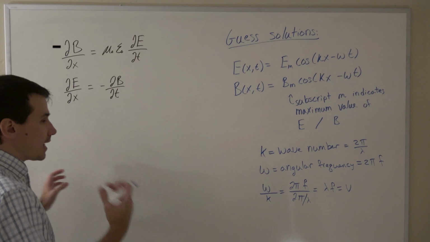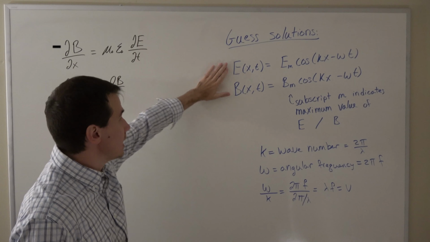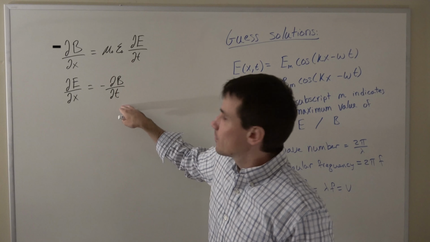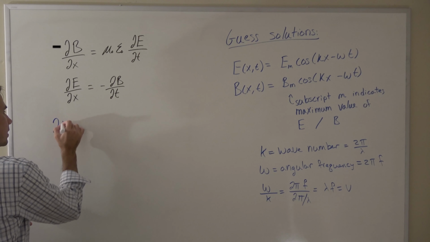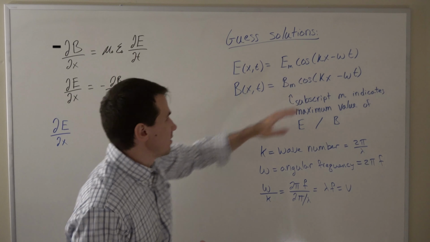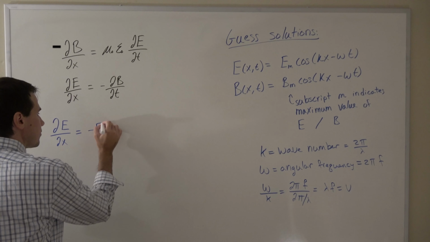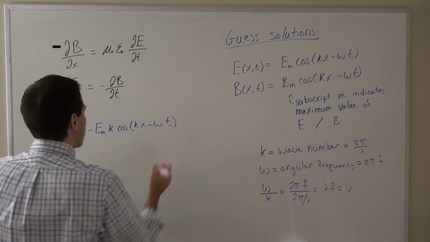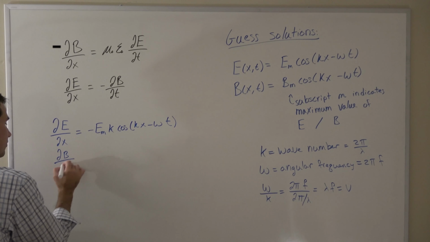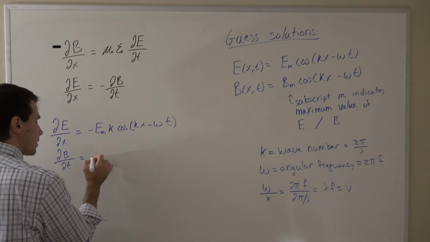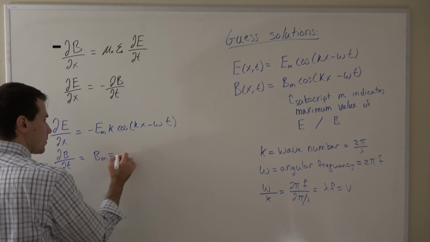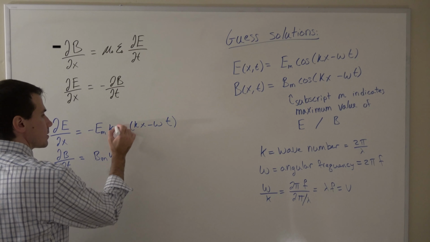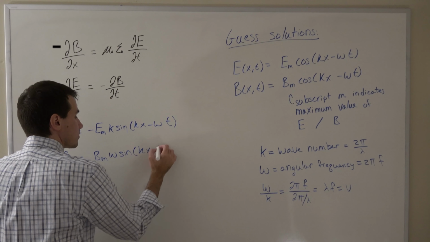Okay, so let's actually plug these expressions for the electric and magnetic fields into our differential equations and see what we can find out. We're going to begin with this equation here. So the partial derivative of E with respect to x, taking a derivative of this, I'm going to get negative Em times k multiplied by the cosine of kx minus omega t. And if I take the partial derivative of the magnetic field with respect to t, I am going to get Bm multiplied by omega. Sorry, this should be a sine. That's incorrect. This is a sine of kx minus omega t.